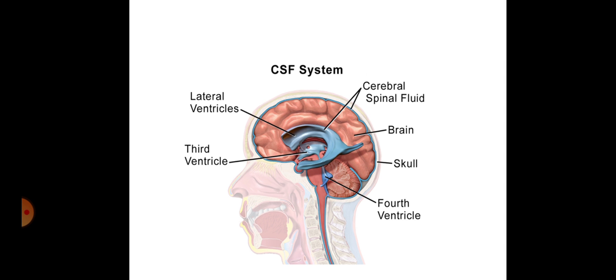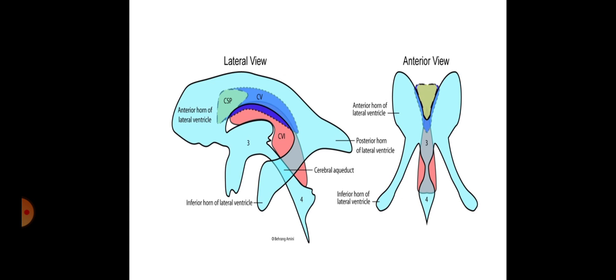Now, this diagram shows the CSF system, which is CSF present in the lateral ventricles, from where through the interventricular foramina it goes to the third ventricle, and from the third ventricle, through the cerebral aqueduct, to the fourth ventricle. Then it passes into the subarachnoid space.